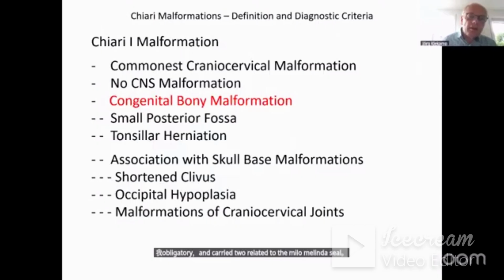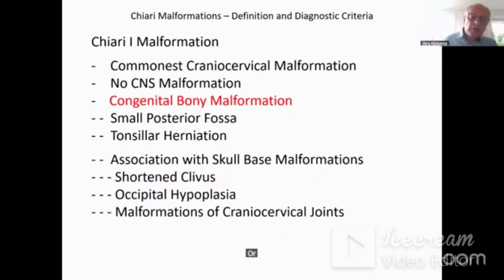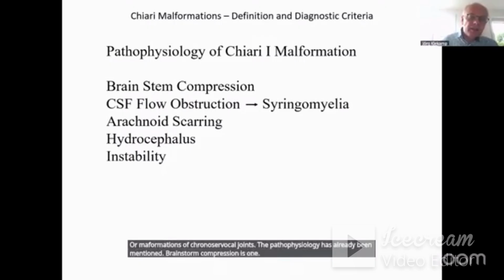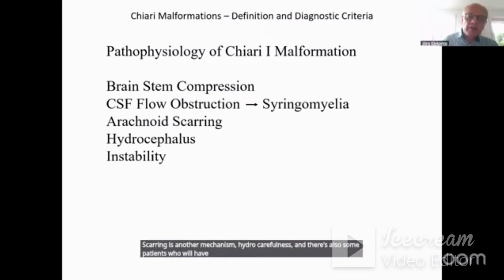So Chiari 1 is the commonest craniocervical malformation, and it can be associated with other skull-based malformations, such as a shortened clivus, occipital hypoplasia, or malformations of craniocervical joints. The pathophysiology has already been mentioned. Brainstem compression is one. CSF flow obstruction leading to syringomyelia is another mechanism. Arachnoid scarring is another mechanism. Hydrocephalus, and there are also some patients who will have craniocervical instabilities.